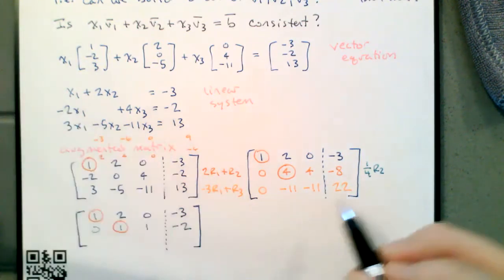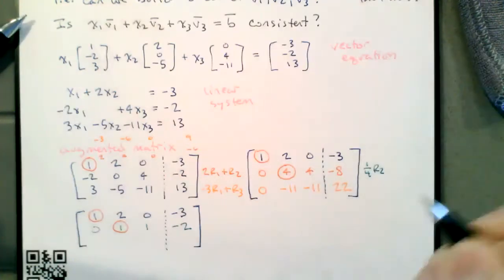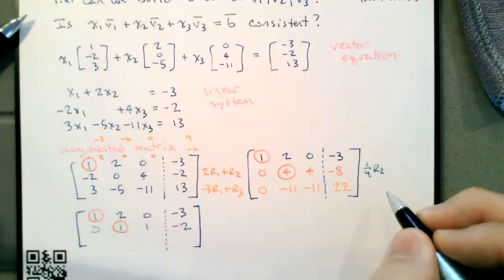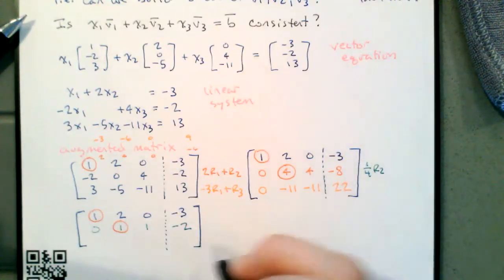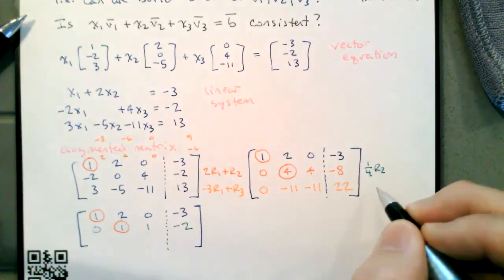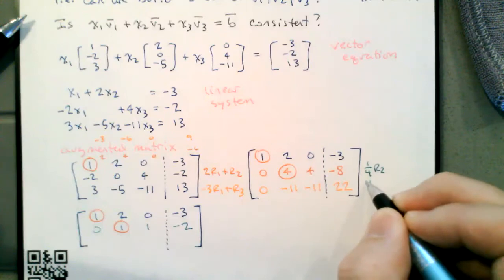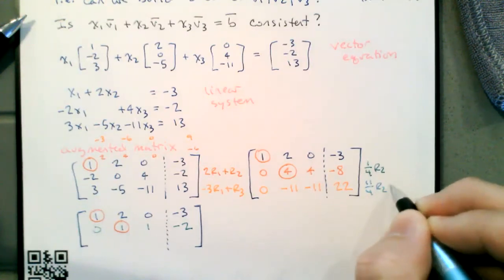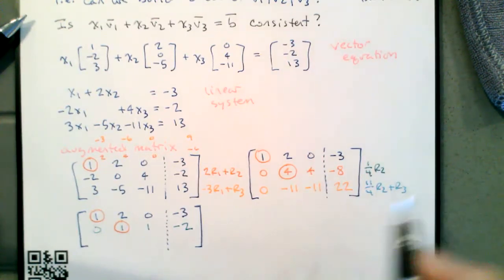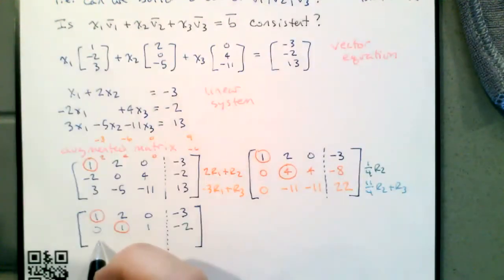So we can see that if I do, let's say, I should do it here, but I'm going to try to conserve space. If I just multiply the second row by 11/4 and add it to row 3, I can see that I'm going to cancel this row out. I get that row of zeros.